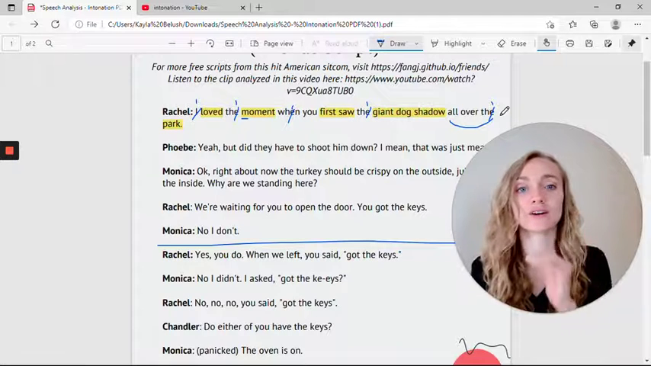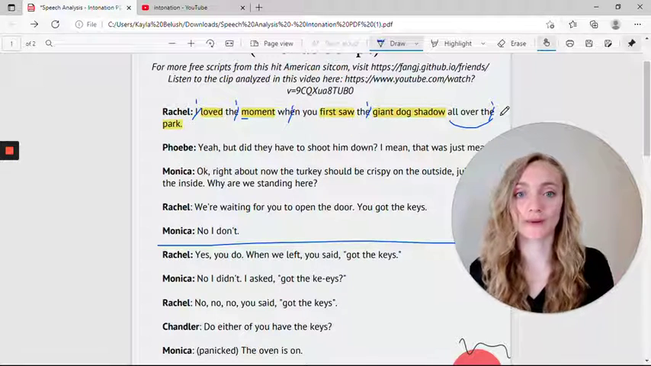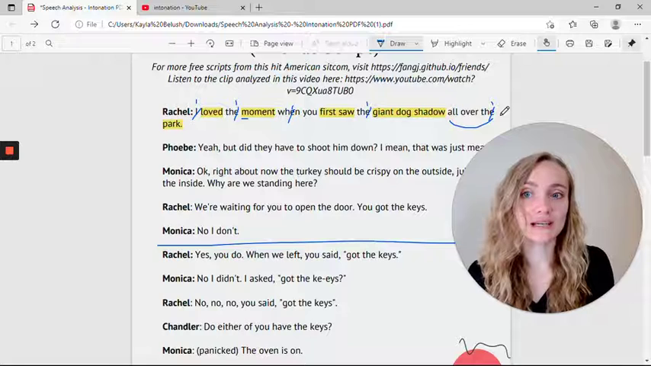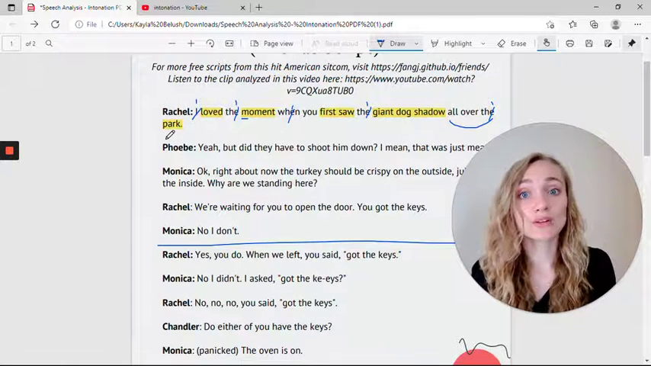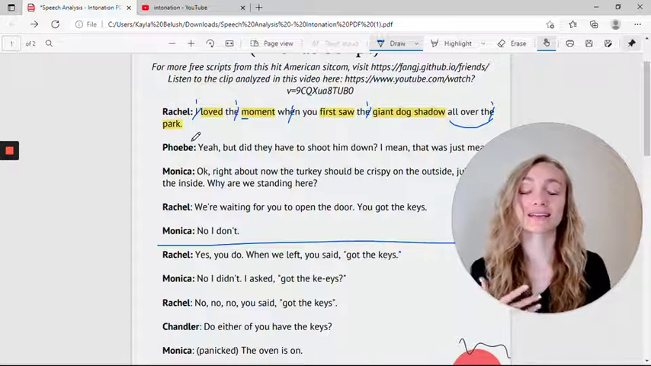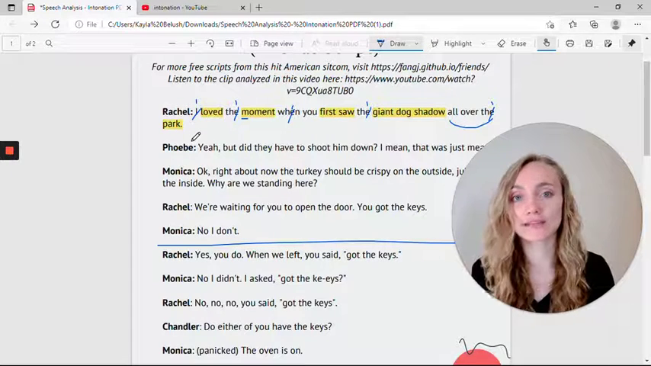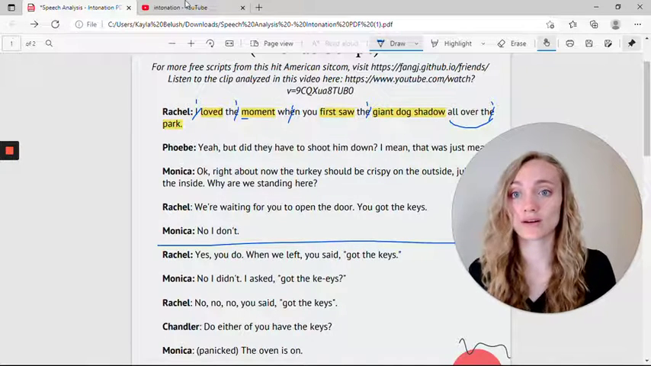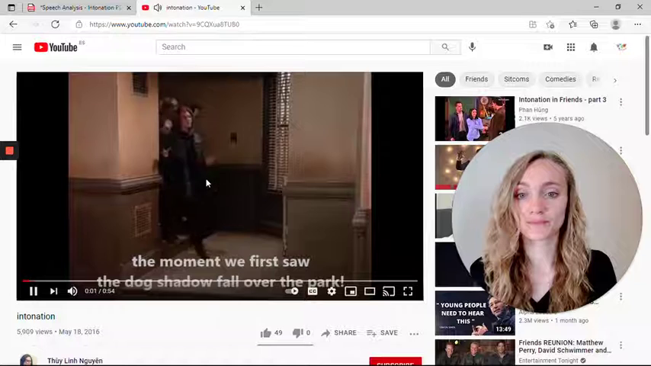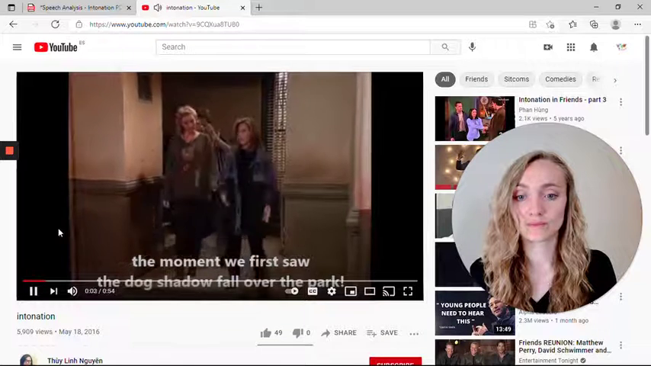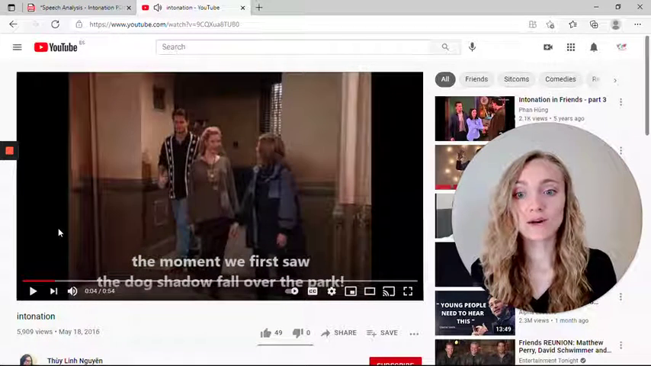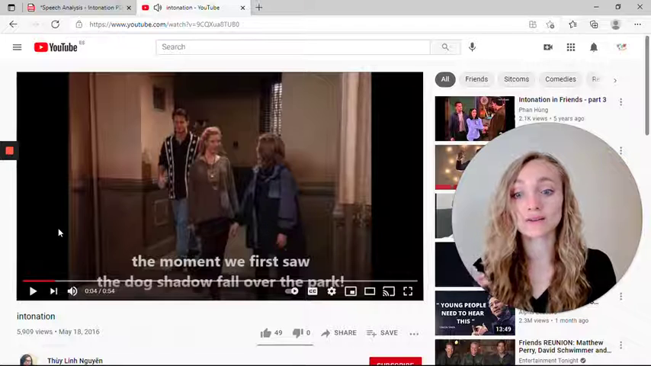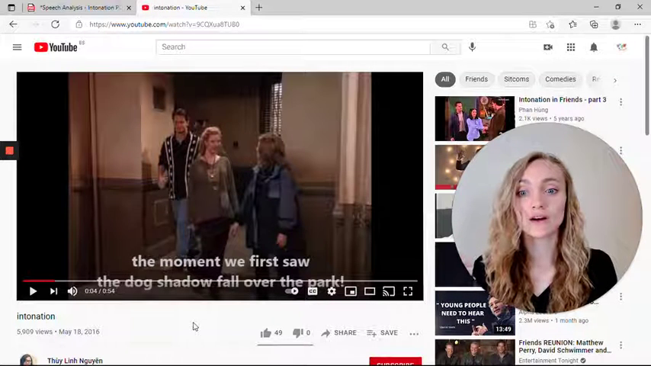Okay, so let's listen to the way Rachel says it again and listen to which word is her focus word. Remember, the focus word tends to be the last content word in a sentence. So let's hear if she chooses to use the focus word park. First saw the giant dog shadow fall over the park? Yeah. The moment when we first saw the dog or the giant dog shadow all over the park.